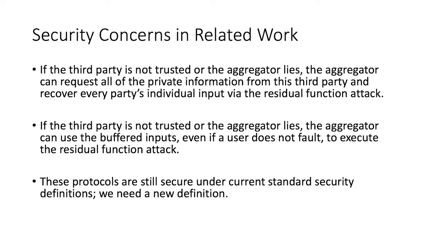These fault recovery techniques may not be practical in the real world because they overly rely on trusted parties or trusted behavior on the part of the aggregator. For instance, if the third party that is ostensibly trusted behaves in a malicious manner, or if the aggregator simply lies to the trusted party about who faulted, the aggregator can recover all the private information associated with the honest participants and launch a residual function attack to recover the individual's private data.